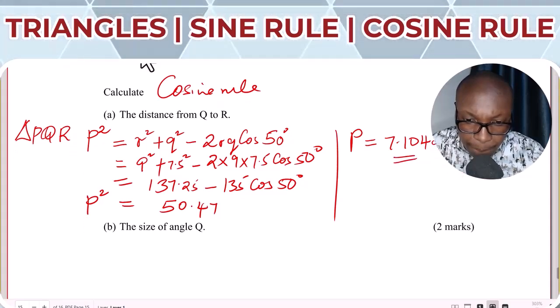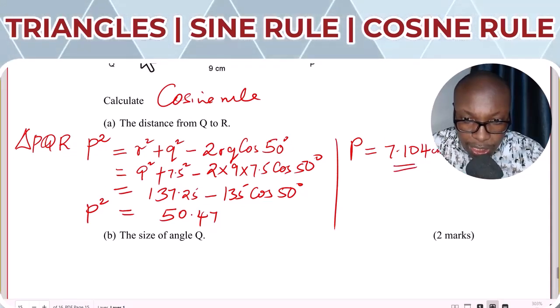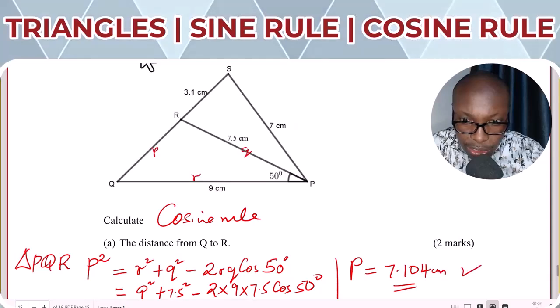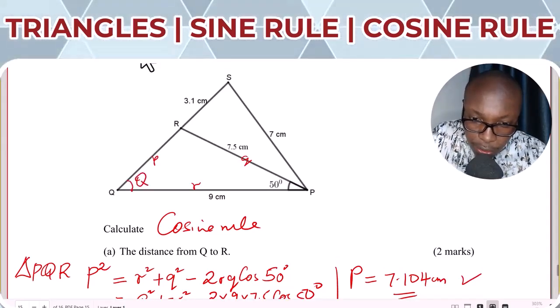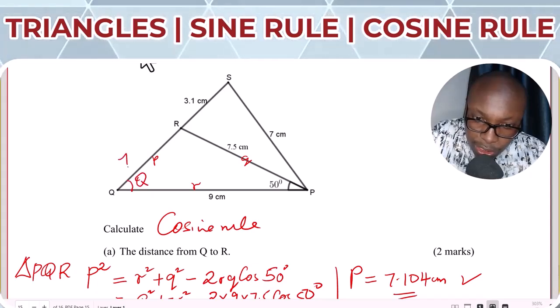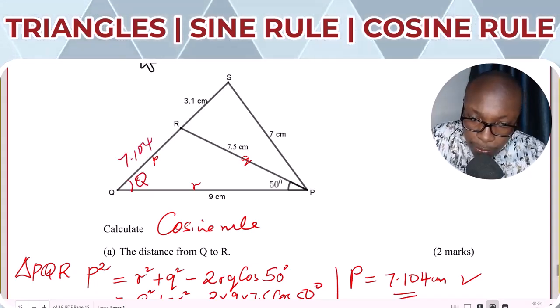Part B, the size of angle Q. So you're required to get this angle. So that is the angle we're required to find. So this is 7.104.